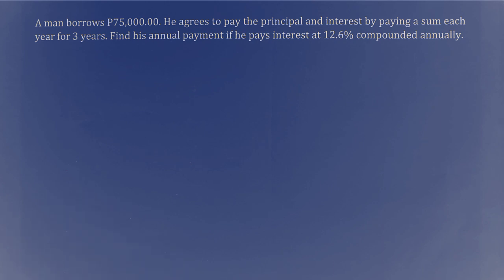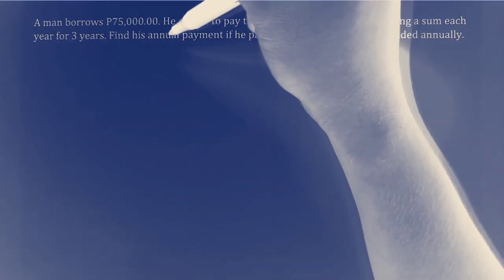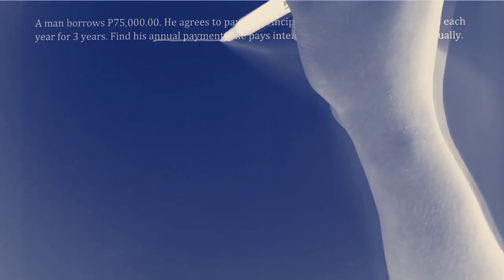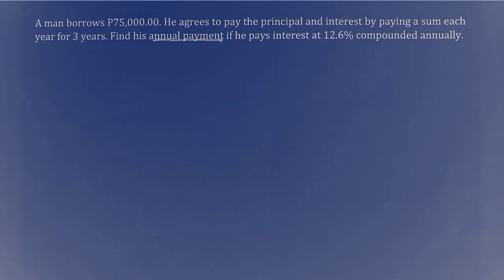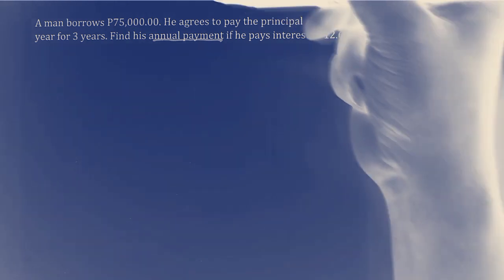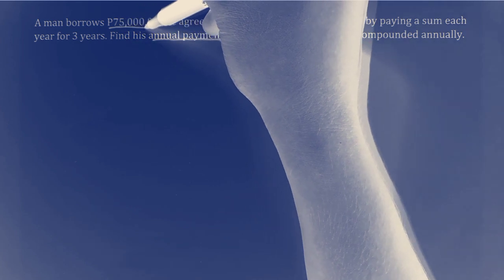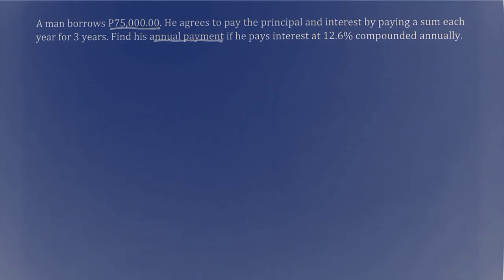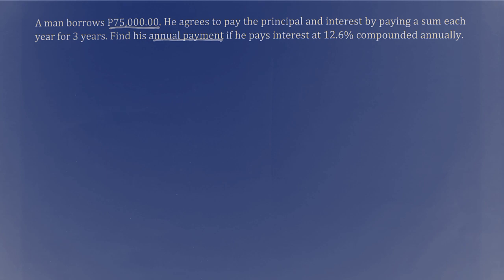So una muna nating titingnan ano ba ang hinahanap dito sa problem na ito. So since ang hinahanap dito ay yung kanyang annual payment, so ibig sabihin nun, we are looking for our periodic payment. And then, ang next natin na titignan, ano ba ang given dito? Are we given the future value or are we given the principal value? So, since ang nakalagay dito, a man borrows 75,000 pesos, ibig sabihin yan, yung 75,000 dito, ito yung amount na kanyang hiniram. So, ito yung tinatawag natin na present value. So, since present value ang given, ang gagamitin natin dito na formula ay yung una nating formula.